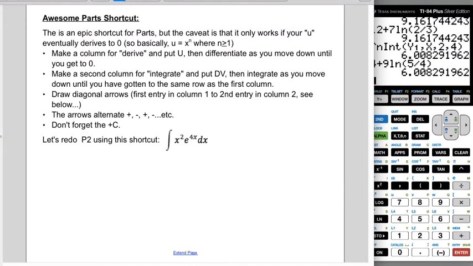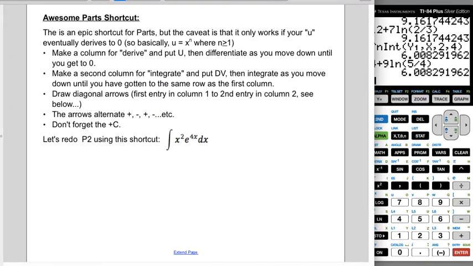All right, so there's an awesome parts shortcut. There's this epic shortcut for parts, but the caveat, the requirement, is that whatever u you're choosing derives to 0 eventually. So basically, u has to be x to the n, where n is an integer greater than or equal to 1.